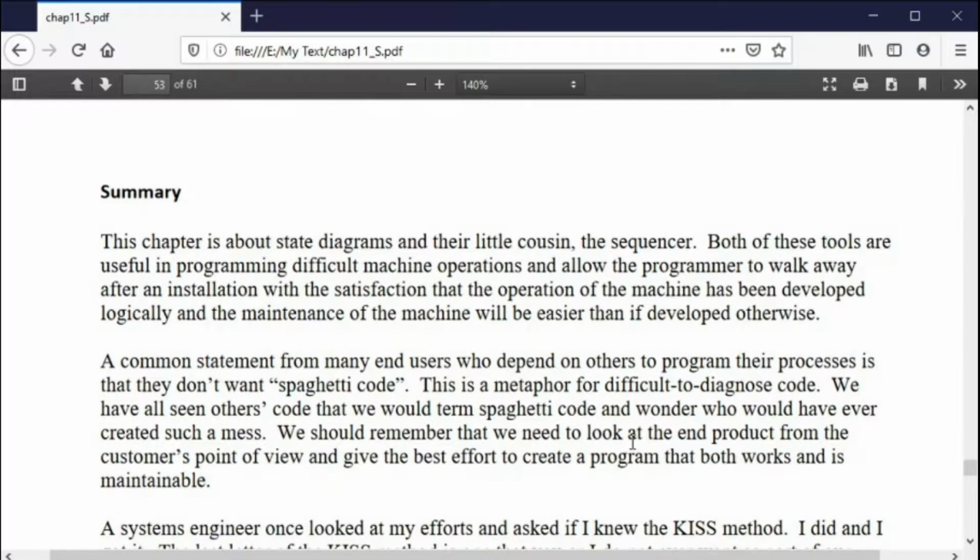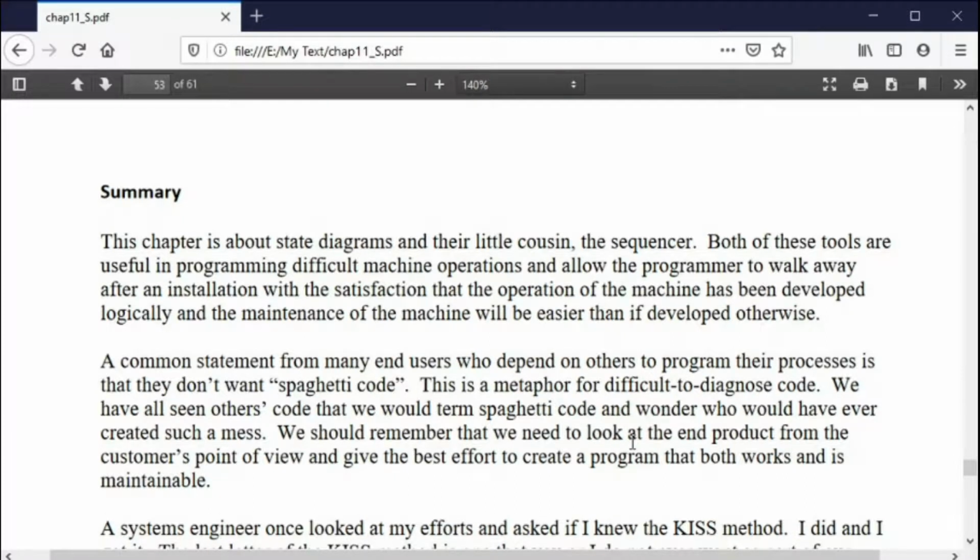Okay, so this chapter is about state diagrams and their little cousin, the sequencer. Both these tools are useful in programming difficult machine operations and allow the programmer to walk away after an installation with the satisfaction that the operation of the machine has been developed logically and the maintenance of the machine will be easier if developed that way.